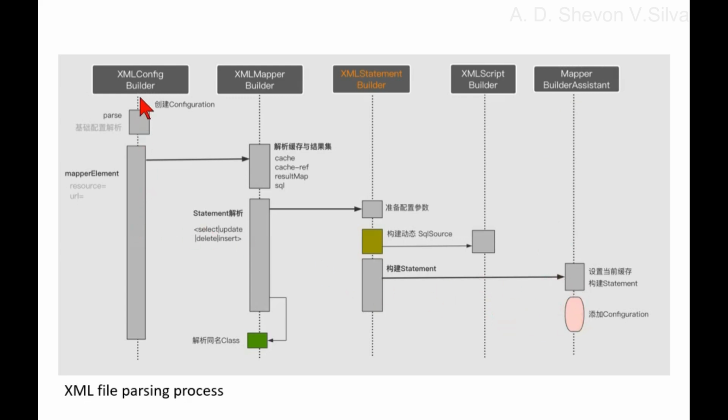Here you can see XML config builder and its parse, and then the mapper element is connected to cache ref and result map in SQL, result map and SQL in XML mapper builder, and here then statements select, update, delete, insert, and it's connected to, again moving to a class, and here the statement is connected to XML statement builder, and here SQL source is connected to XML script builder, and here the statement is connected to statement in mapper builder assistant, and here it's configuration in mapper builder assistant.